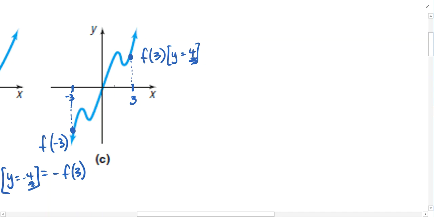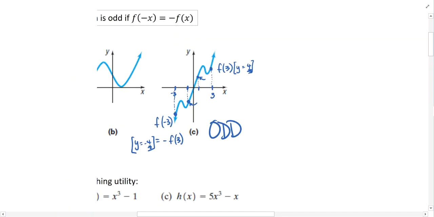And that's true for any x value on this graph. If I had an x value here and took a look at its y value associated with that x, and if I took a look at the opposite of that x and its y value down here, this y value in this position is the exact opposite of the y value in that position. So this is an example of what we would call an odd function.